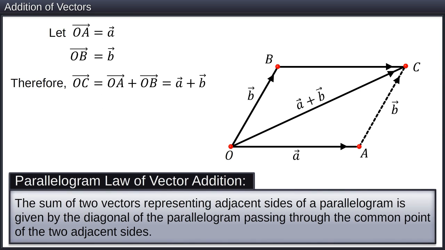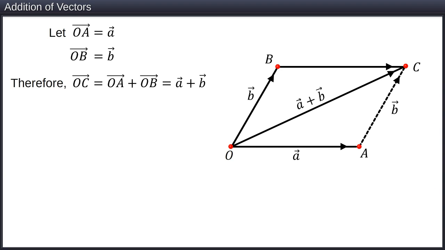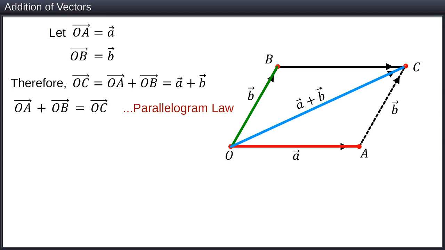The parallelogram law of vector addition states that the sum of two vectors representing adjacent sides of a parallelogram is given by the diagonal of the parallelogram passing through the common point of the two adjacent sides. Thus, by the parallelogram law of vector addition, vector OA plus vector OB is equal to vector OC.